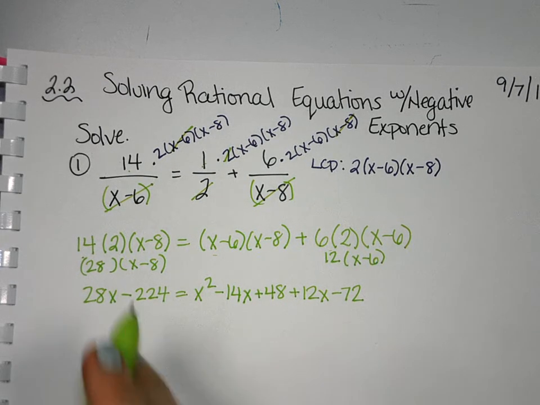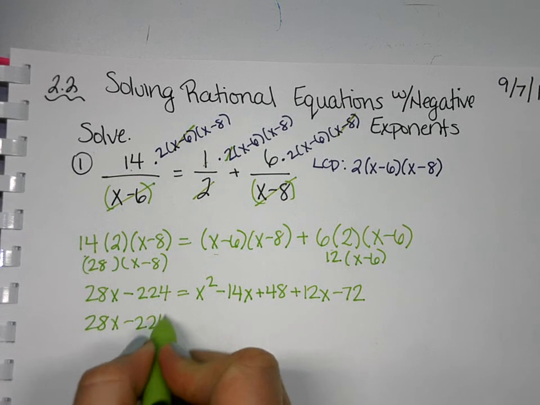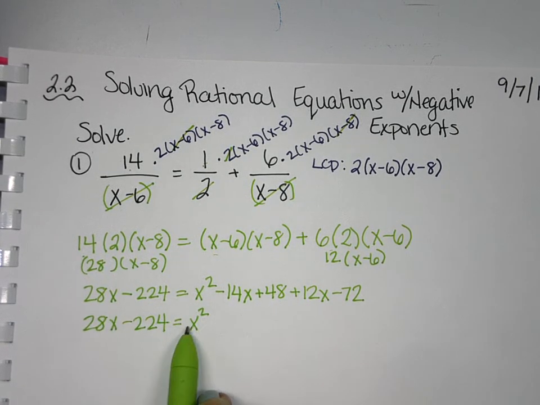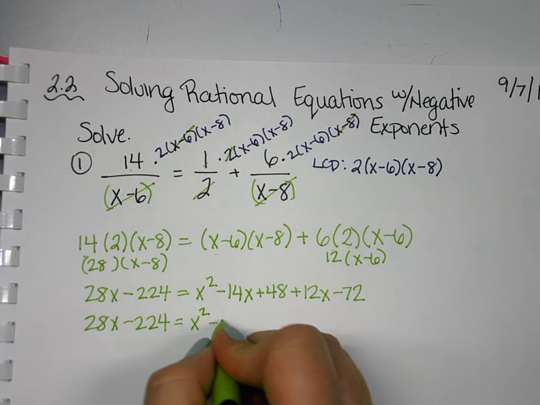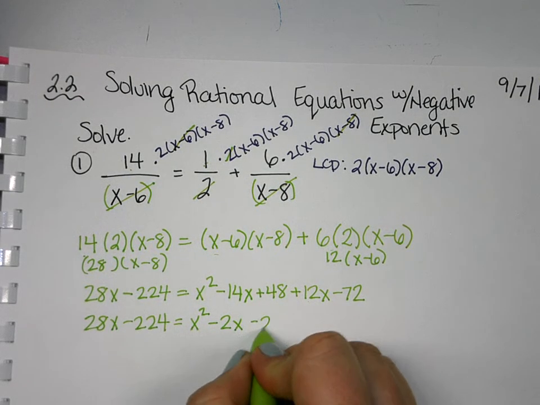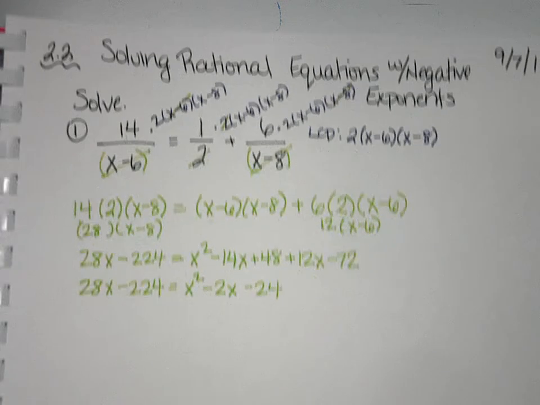So on the left, there's no like terms to combine, so I'm just going to copy that down. On the right, let's see, I have an x squared. If I do negative 14x plus 12x, I'll get negative 2x. And then 48 minus 72 will give me negative 24. So now I've got it into a spot where I can start thinking about solving for x.